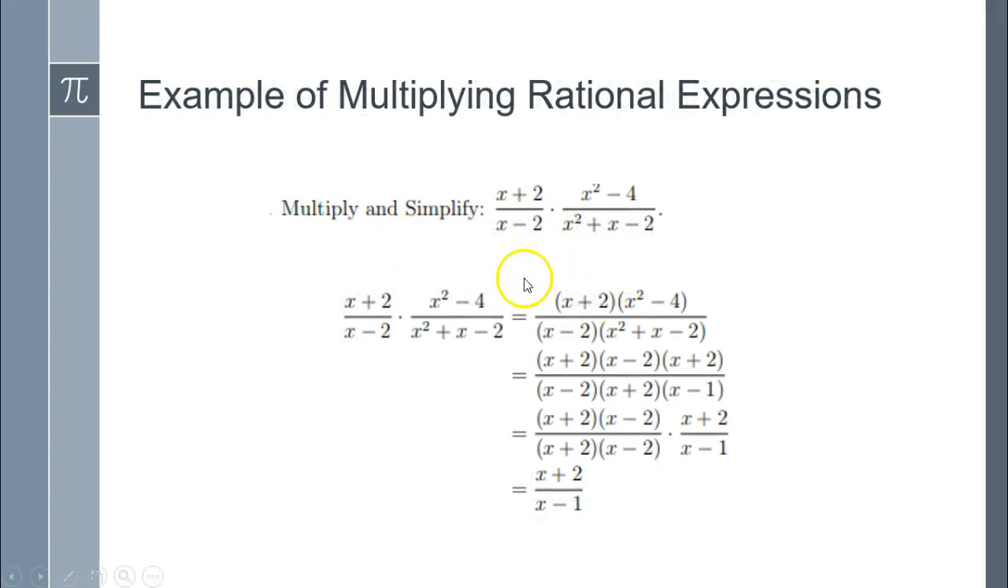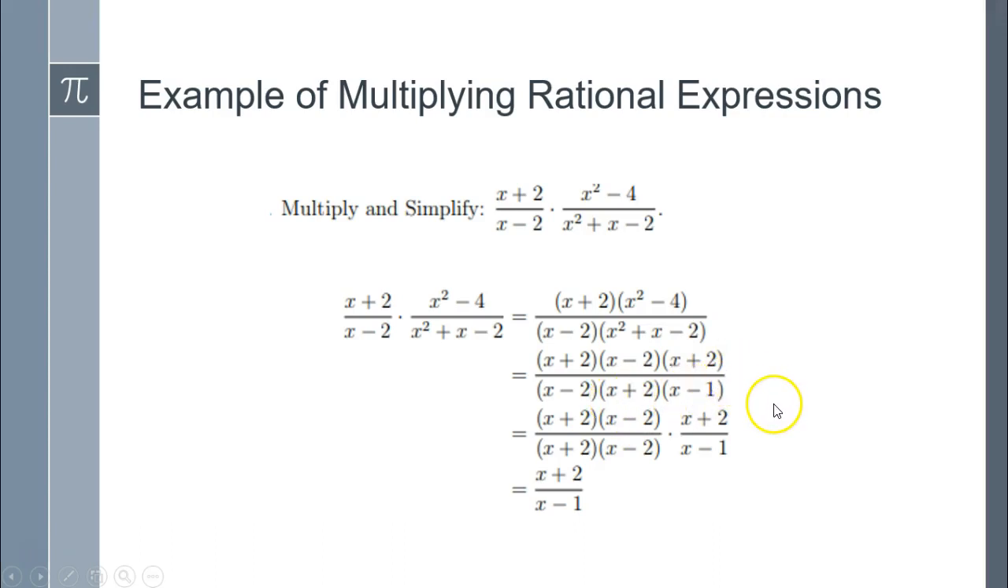So here's an example with rational expressions that are made up of polynomials. I have x plus 2 over x minus 2 times the fraction x squared minus 4 over x squared plus x minus 2. I factor the top, so this is multiplied together first, and then I'm going to factor anything that can be factored. So the multiplication is just top times top, bottom times bottom. The x plus 2 is fully factored, but x squared minus 4 factors to x minus 2 times x plus 2. And then at the bottom, x minus 2 is fully factored, but the x squared plus x minus 2 factors to x plus 2 times x minus 1.